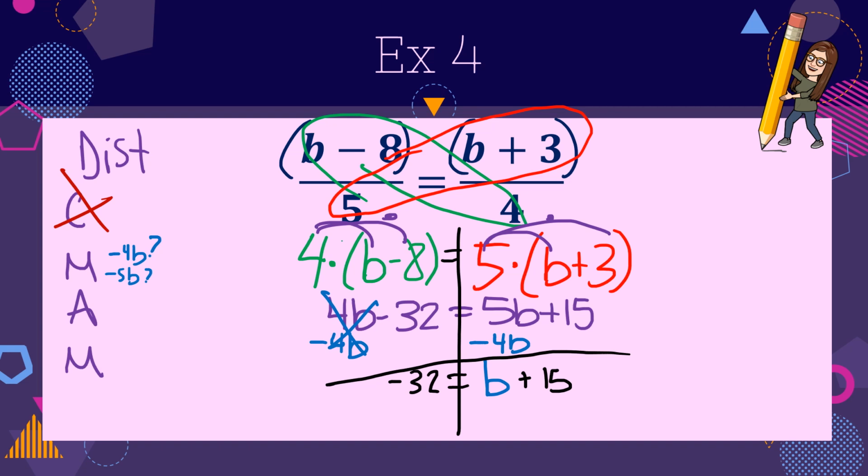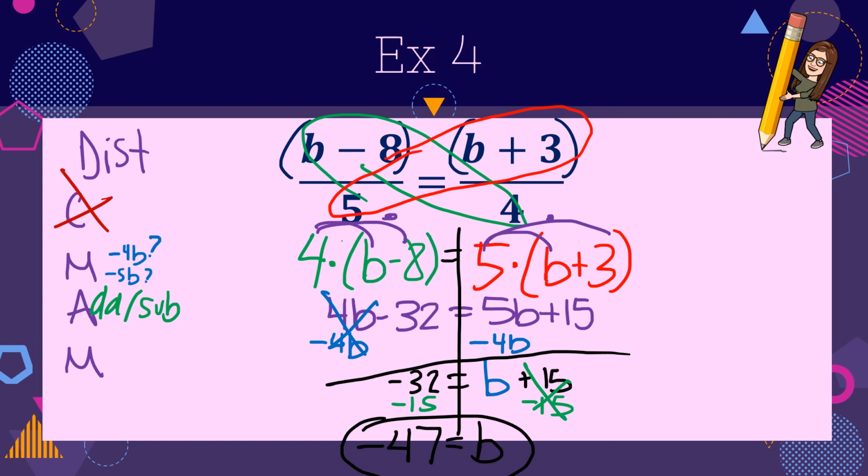Next step, we want to add or subtract a number. I have to move the 15. So instead of positive 15, let's subtract 15. Opposites, we cross them off. The b falls down. Negative 32 subtract 15 is negative 47. Nice clean number. You can always have fractions and decimals. That doesn't mean anything's wrong. That's going to happen quite a bit.